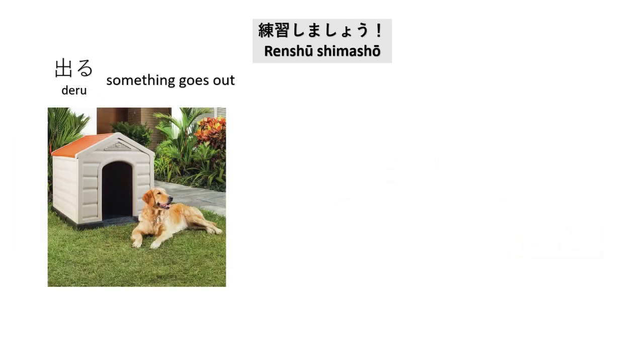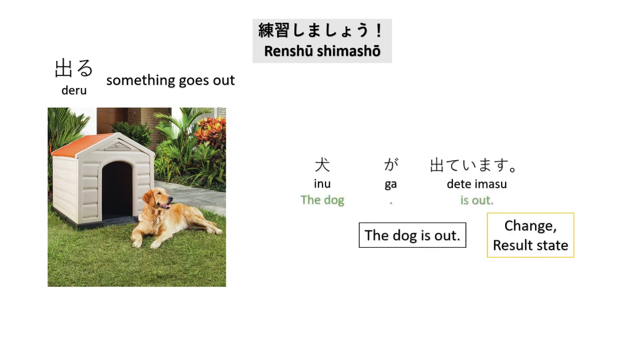So deru, something goes out or something is out. Inu ga dete imasu. The dog is out. From being inside, now it is out.